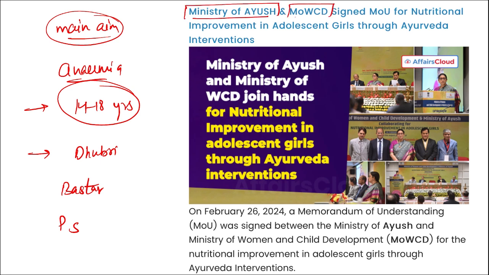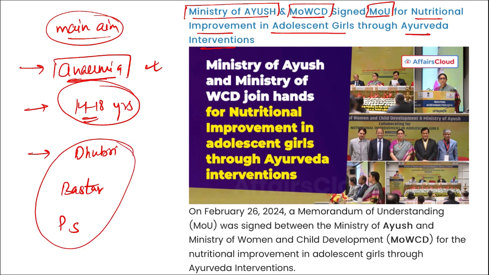They partnered with Ministry of Women and Child Development, and this MOU was signed between them for nutritional improvement in adolescent girls through Ayurveda interventions, and the focus will be mainly on combating anemia in adolescent girls from 14 to 18 years of age in certain districts of Assam, Chhattisgarh, Jharkhand, Maharashtra and Rajasthan and so on. Right? Next.